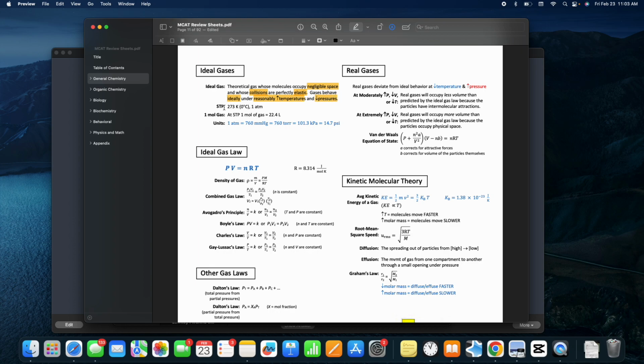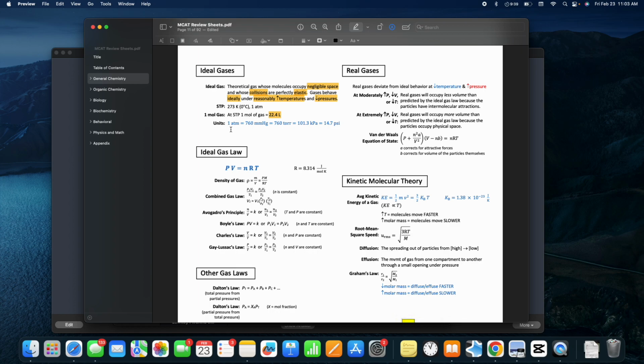So we have standard conditions, STP, which is 273 Kelvin, equaling 0 degrees Celsius, and 1 atmospheric pressure. 1 mole of gas at STP is equal to 22.4 liters. This is very important for calculations we might face in the future on the exam.